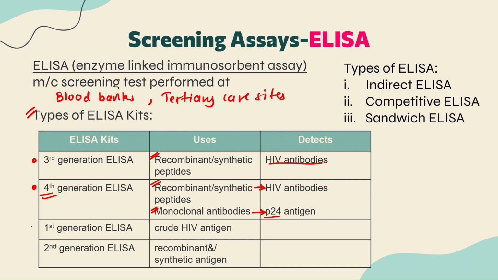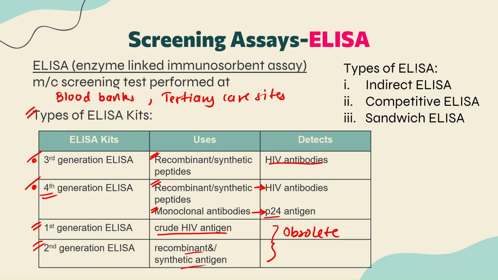And why have I just written the first and the second generation below? Because the first generation kit was based on the crude HIV antigen, and the second generation ELISA kit again used the recombinant and the synthetic antigen. Both of these tests are now not used. They have become obsolete. This is something that we don't use right now. We are mainly using either the third generation or the fourth generation kit.